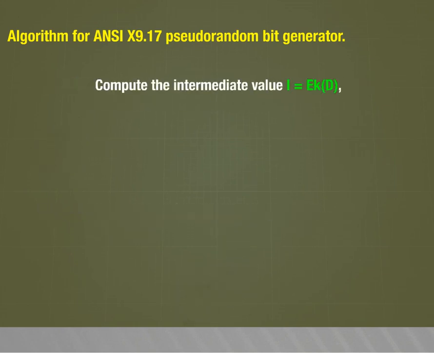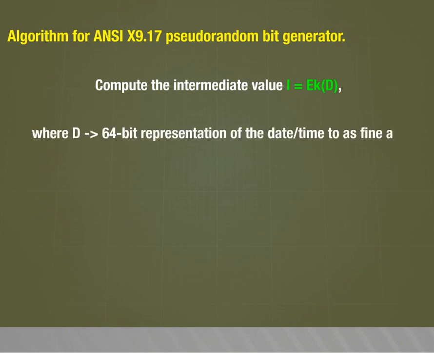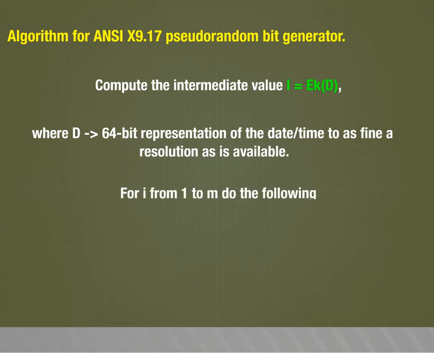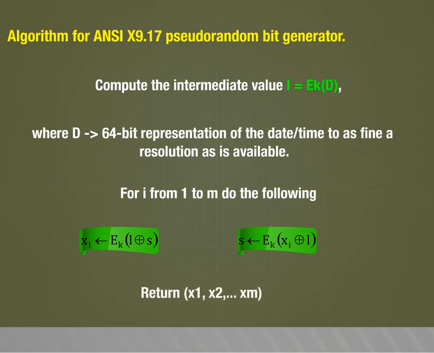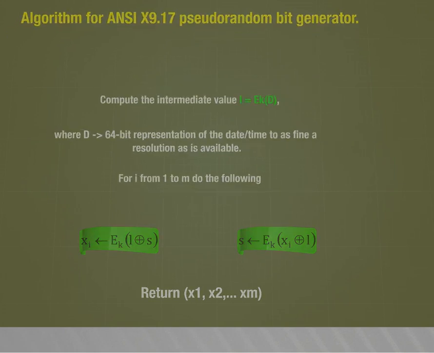Compute the intermediate value I equal to E_K of D, where D is a 64-bit representation of the date or time to as fine a resolution as is available. For i from 1 to m, do the following. xi is equivalent to E_K of I XOR s. s is equivalent to E_K of xi XOR I. Return x1, x2, and so on up to xm.